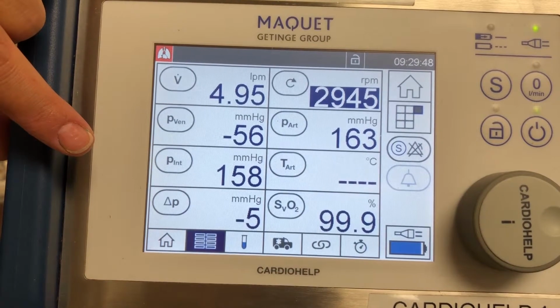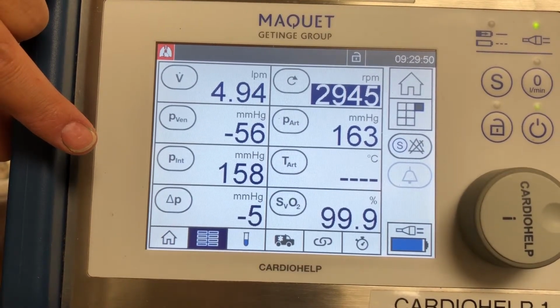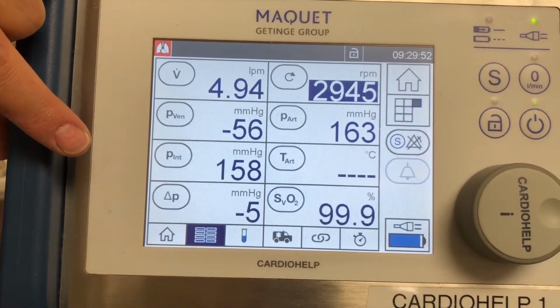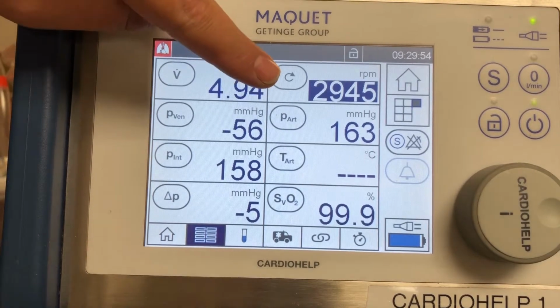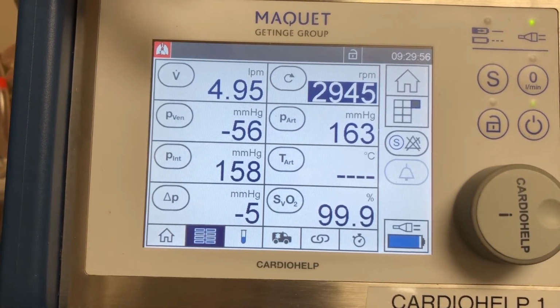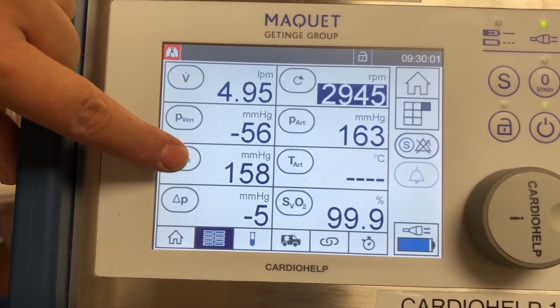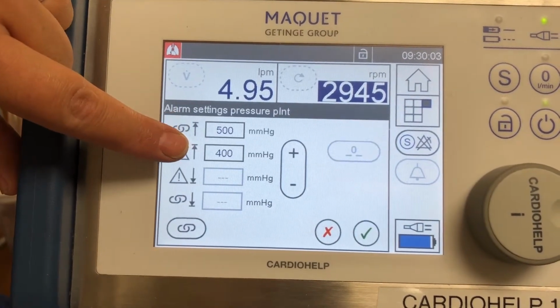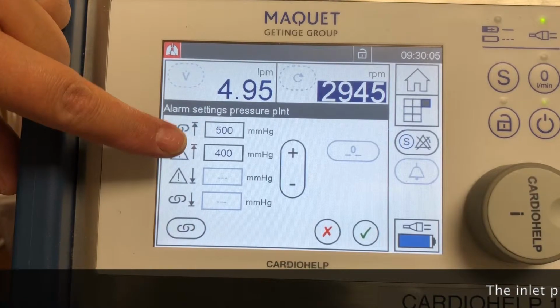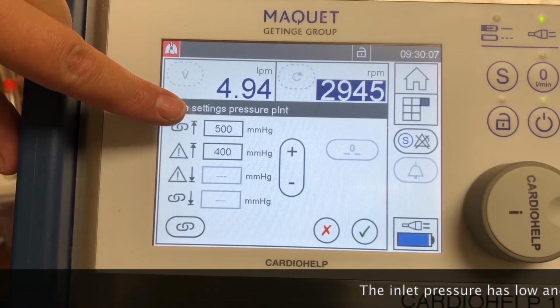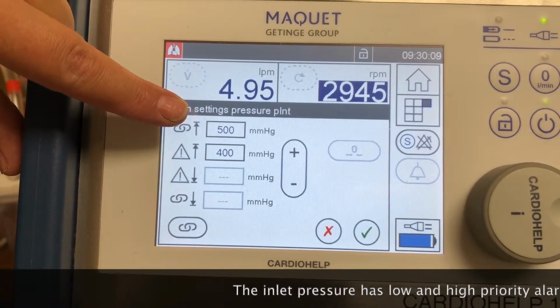And remember, the inlet pressure is the pressure before the flow gets into the oxygenator. So it's usually a little higher than your outlet pressure. This is the pressure that comes out of the oxygenator and goes to the patient. So your inlet pressure also has two parameters: low priority, this is your yellow alarm, and high priority, that's your high red alarm.